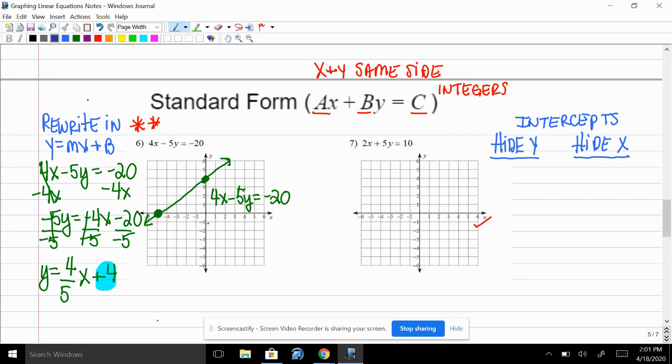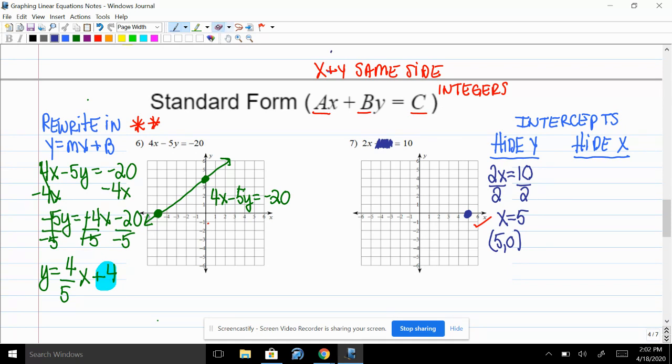Over here in number 7, hide the y, hide the x. Okay, when we say hide the y, we're going to look at the equation. We're going to almost pretend the y isn't even there. So I have 2x is equal to 10. Divide both sides by 2. X is equal to 5. That's my x-intercept. Your x-intercept for this problem would be 5, 0, which is right there.